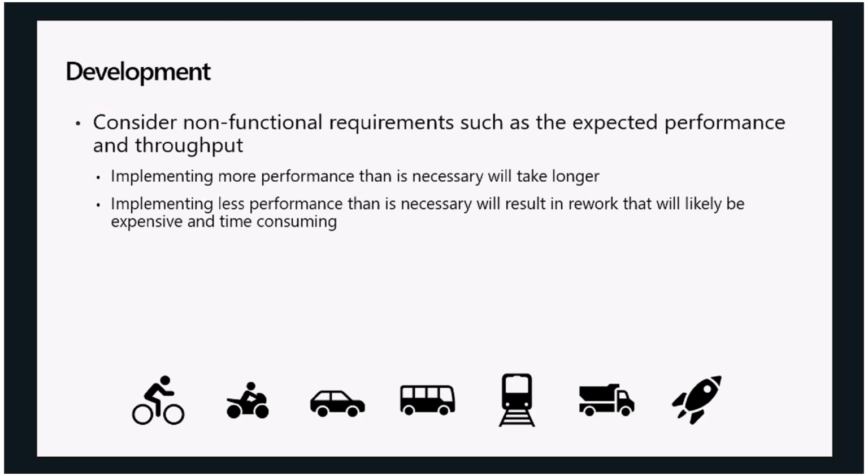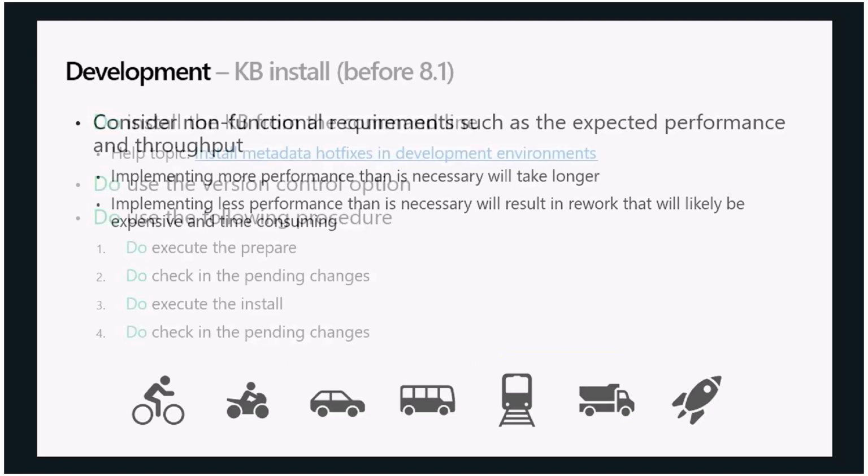Implementing, as an example, more performance than is necessary will take longer than it should, and implementing less performance than is necessary will often result in rework that will likely be expensive and time consuming. If you implement something the wrong way, so that it doesn't perform well enough and you have to redesign it, it may be like starting over. So that's a couple things to think about when you're working on development.